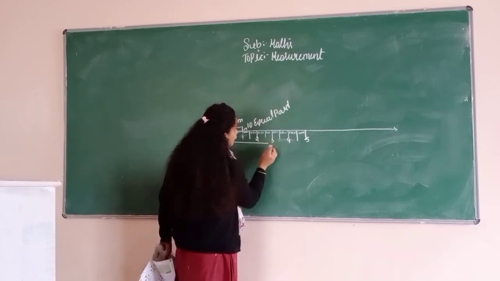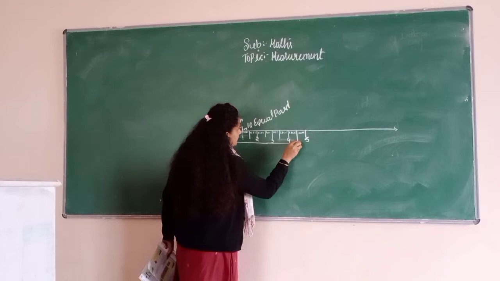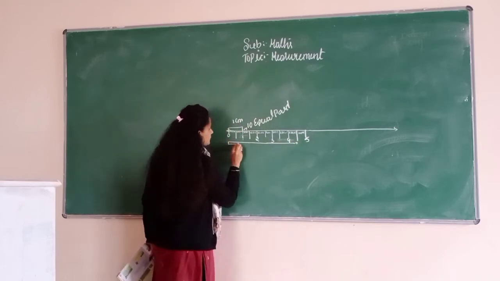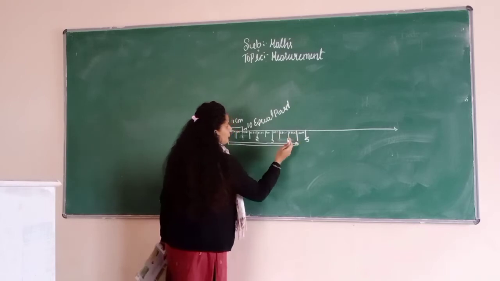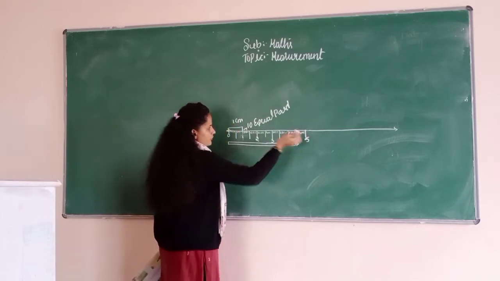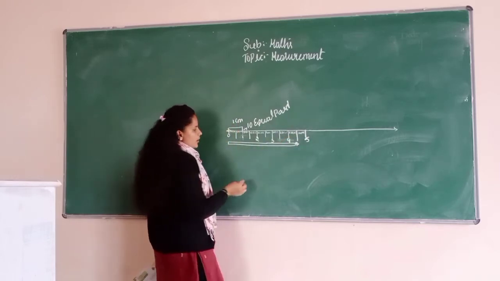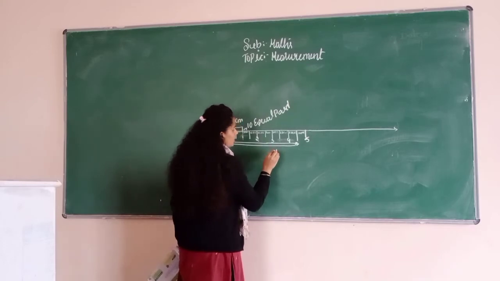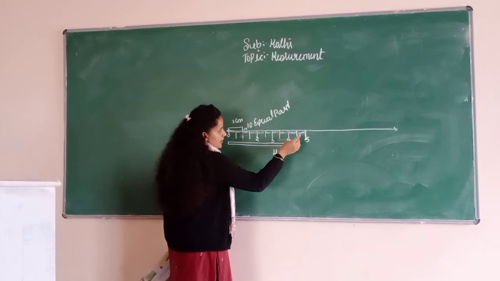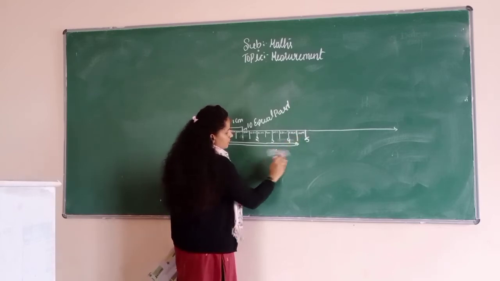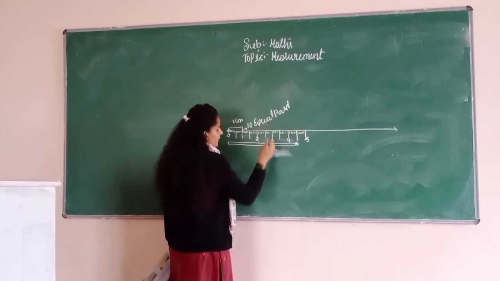So I will write 4 to 5. The pencil measures between 4 to 5, midway of 4 to 5. Then what will we call it? 4 centimeter, 4 point. What I told, half, right?